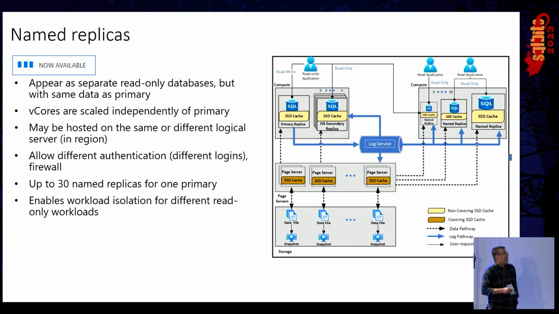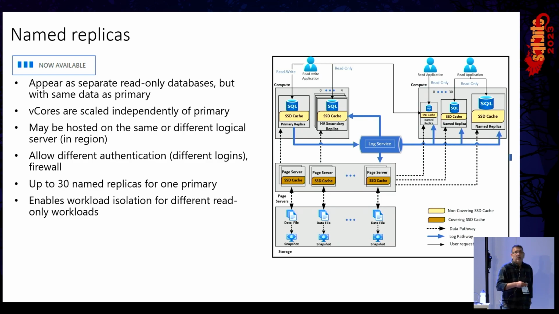One thing is they can be, first of all, a different size from the primary. So if you have a primary of 16 vCore, you can have a named replica of 2 vCore, or you can have a named replica of 80 vCore, right? So the size can be different. And that really depends on the read workload that you're servicing.